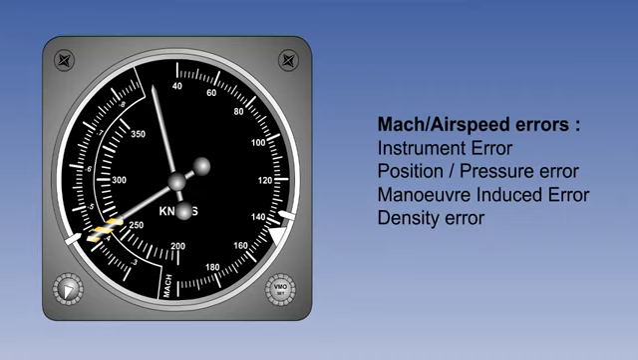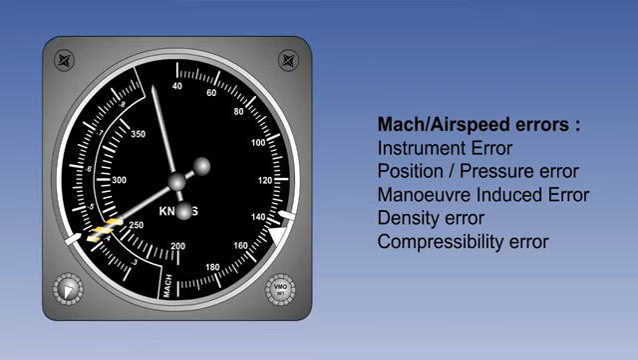Density error occurs because the airspeed indicator is actually reading dynamic pressure, which is displayed as airspeed. Therefore, the airspeed displayed will only be the true airspeed, or TAS, at the air density for which the airspeed indicator is calibrated. At airspeeds other than this density, the airspeed indicator will not indicate the true airspeed.